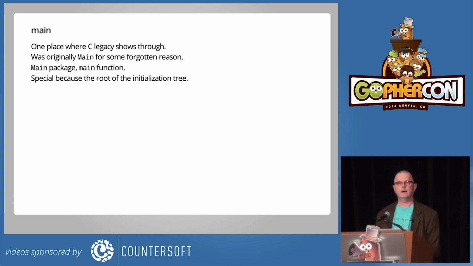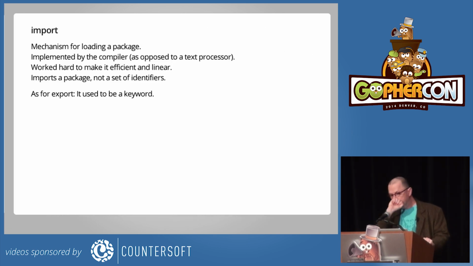Anyway, it went away. So there was originally a capital Main package and a lower main function. And initially, that's how program execution began. But what really matters is it's special because the main package is the root of the initialization tree. It has nothing to do with where the program starts execution proper. It's actually how initialization works. I'll talk about that in a minute.